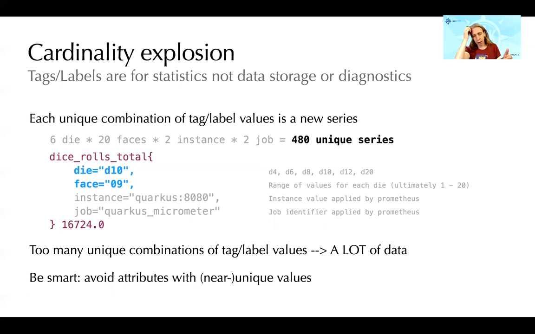So when you talk about dimensional data and you get to a cardinality explosion, this is why people say that, right? Tags and labels are for statistics. They're not for storage, and they're not for diagnostics. So yes, Prometheus is adding just the instance of the service that it's pulling data from, and it has the name of a job that the metrics are pulling from. But the important thing to know is that these numbers compound, right?